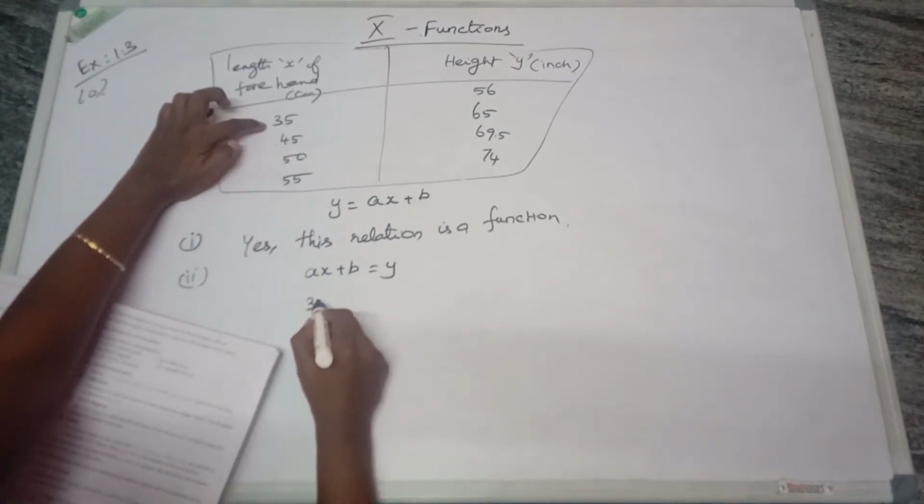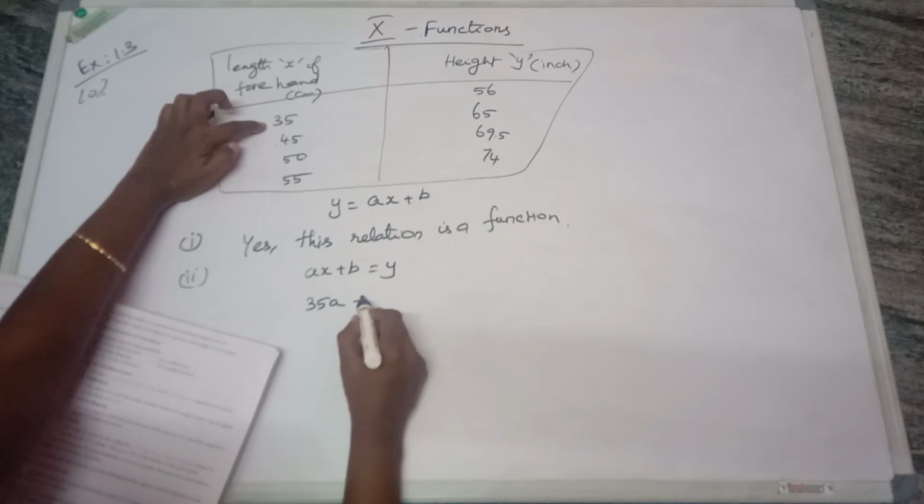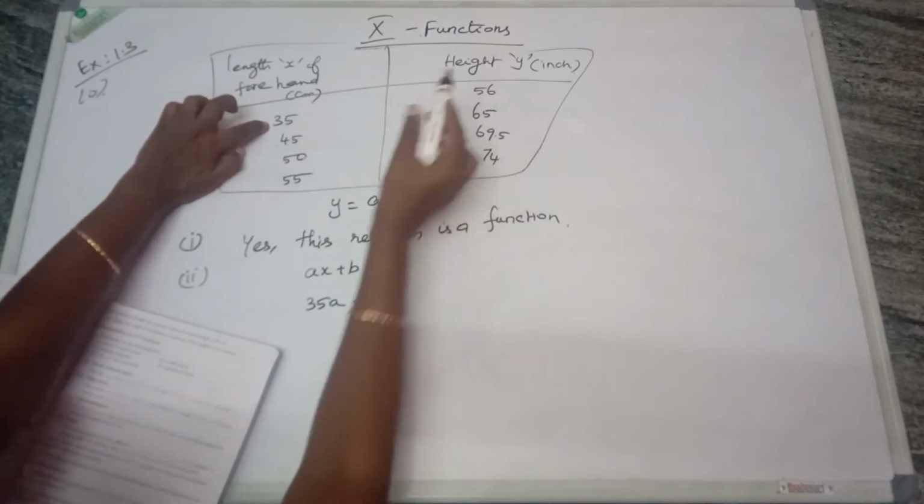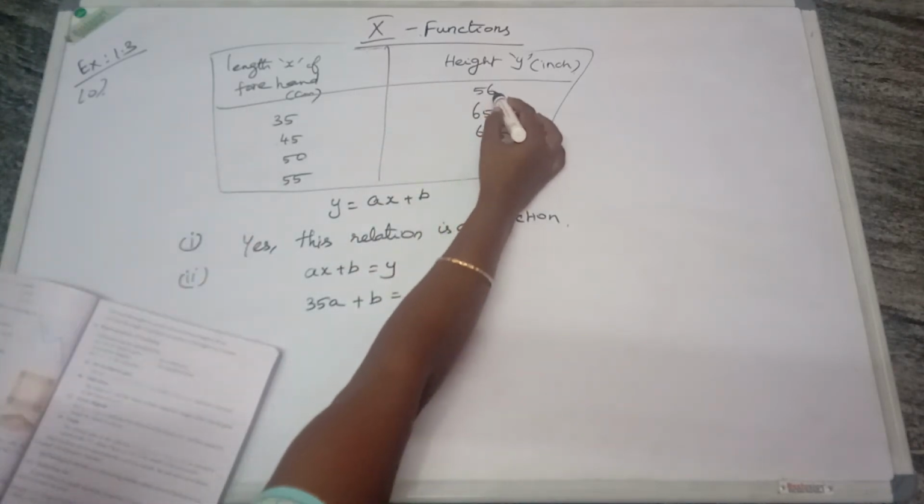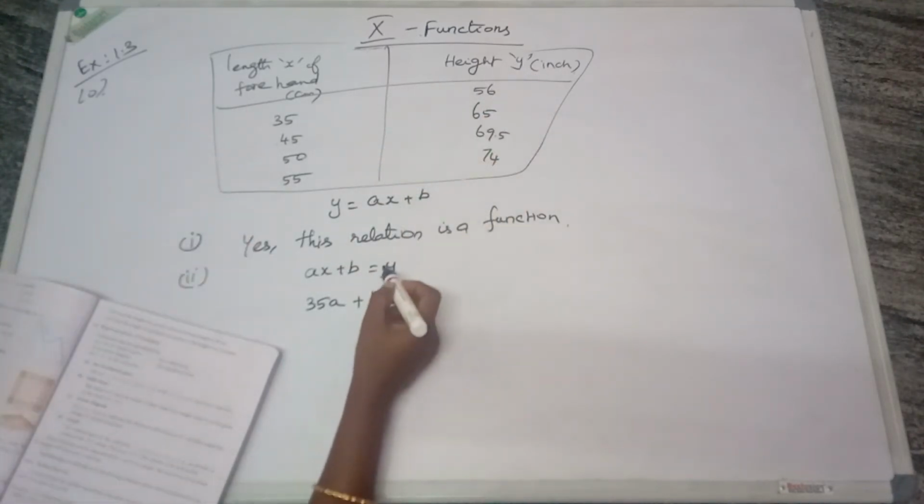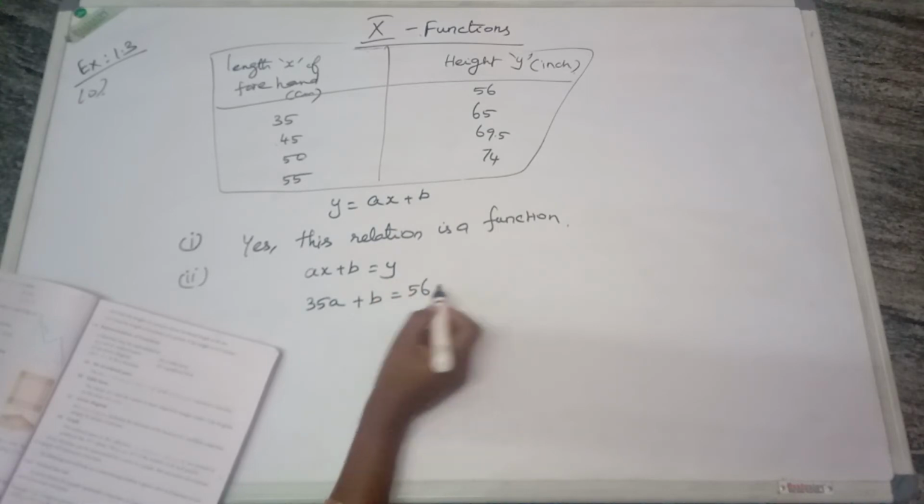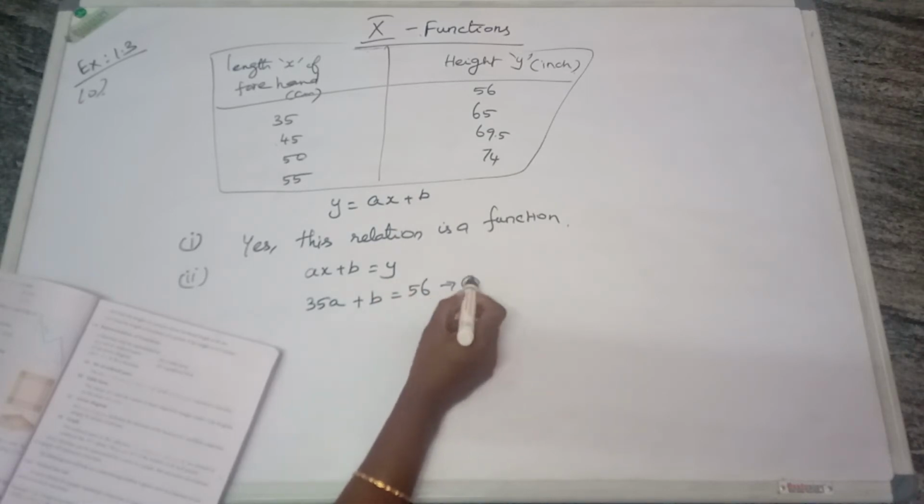Okay, 35a if you take the first person, plus b, we don't know the value of b, which is equal to, what should be the height of the person? It is nothing but 56 inches. The height we can take as y. So in the place of y we have 56. This is the first equation.